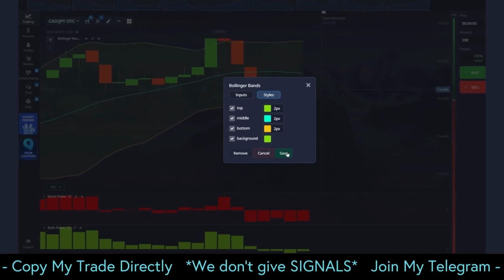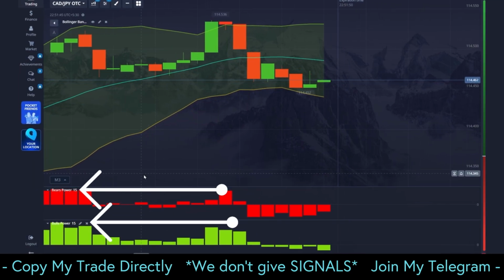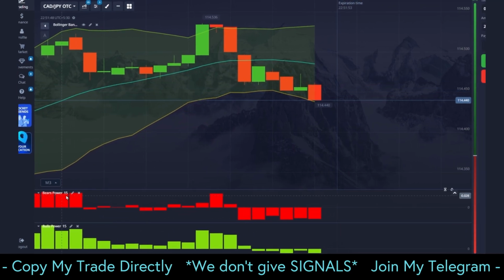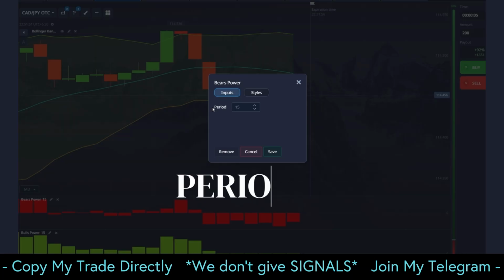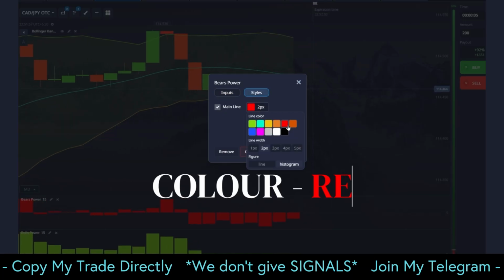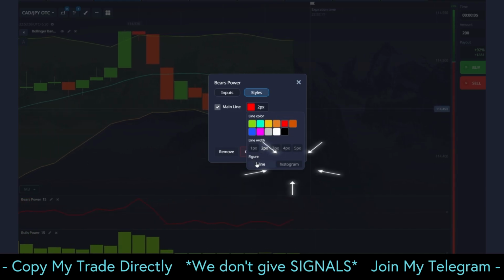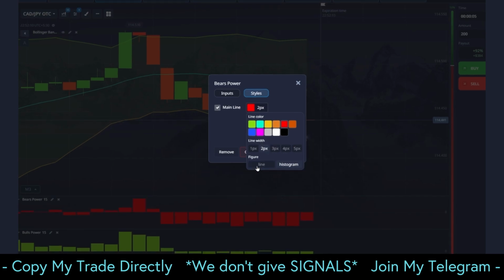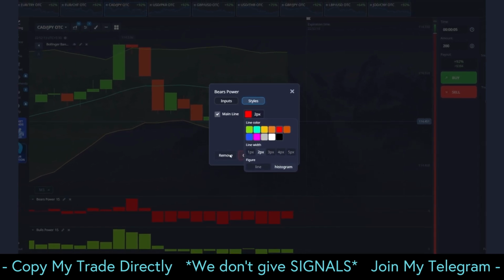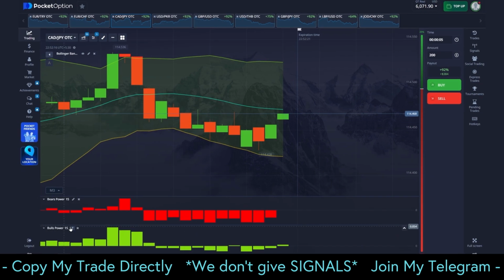Then I have taken bear's power and bull's power here. I clicked on bear's power. Its period was 13. I made it 15. I went to styles. I made its color red and its thickness 2px here. Earlier, its figure here was in lines. I made it on histogram. Okay, you should also do this thing. You have to change this thing and save it.